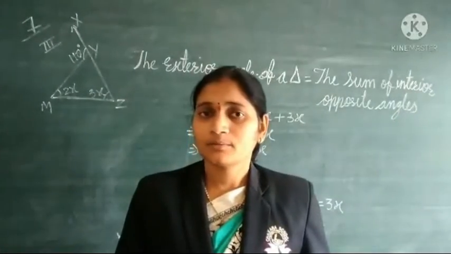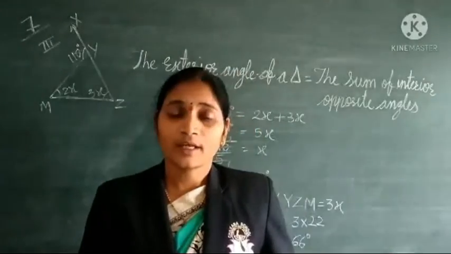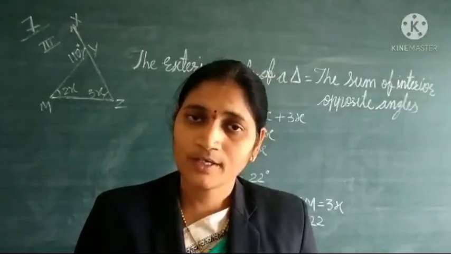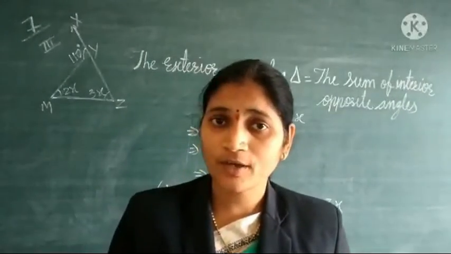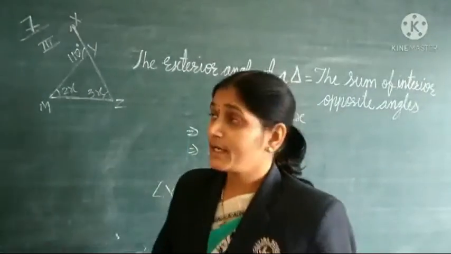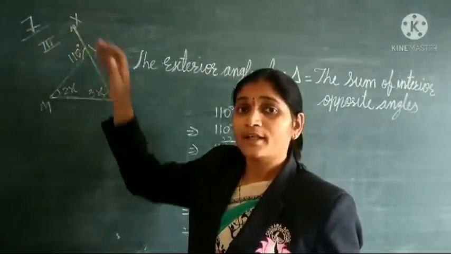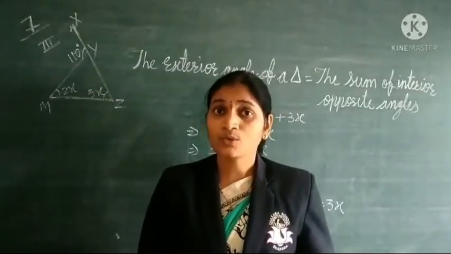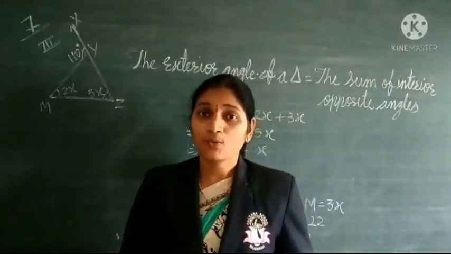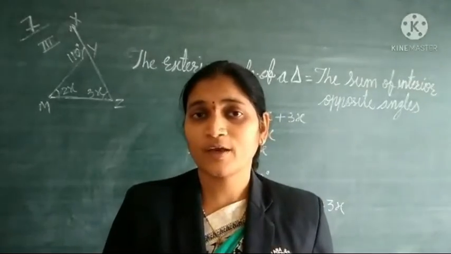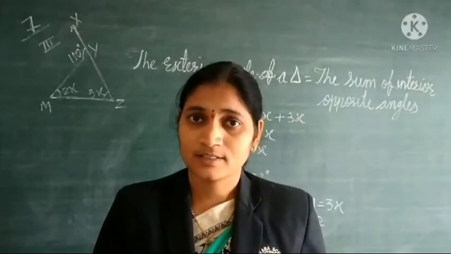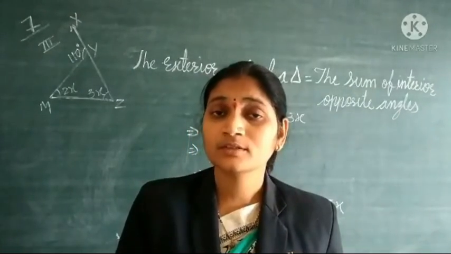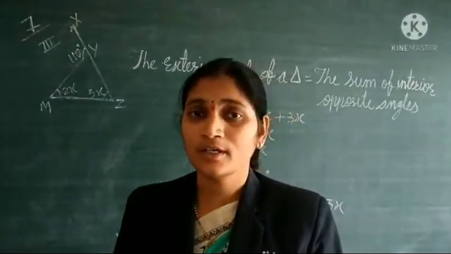So in this part, we have learned that the sum of the angles of a triangle is equal to 180 degrees. And again, we have learned that if any side is extended, then we get an exterior angle, and that angle is equal to the sum of the opposite interior angles. And also, students, we have learned the types of triangles: two types, based on sides and based on angles.